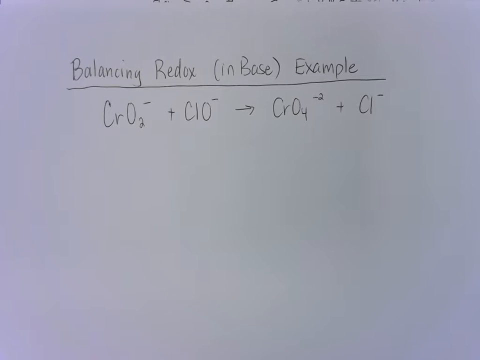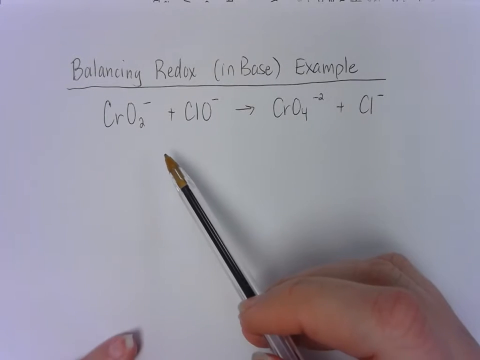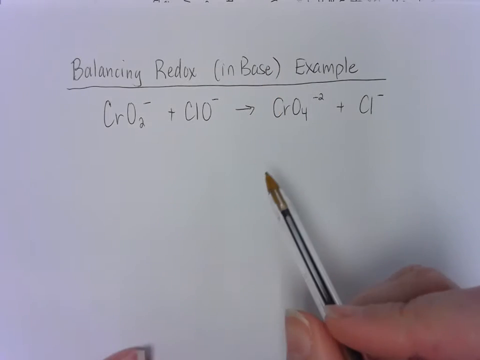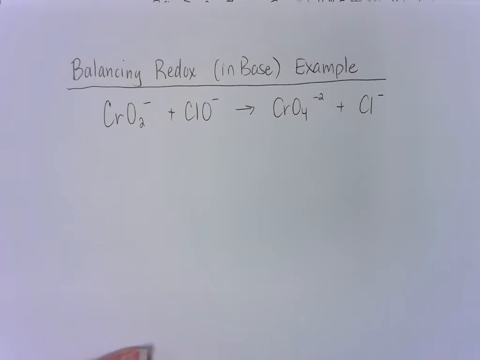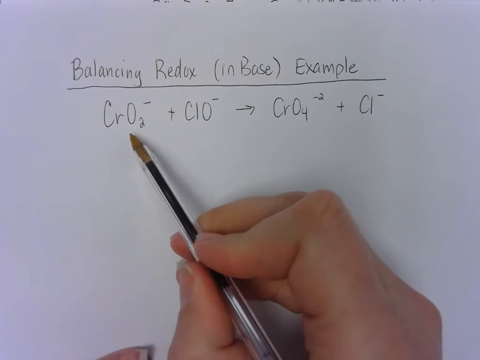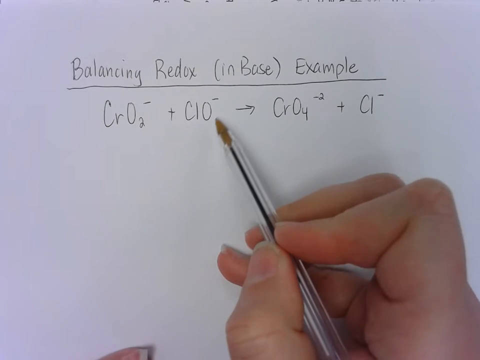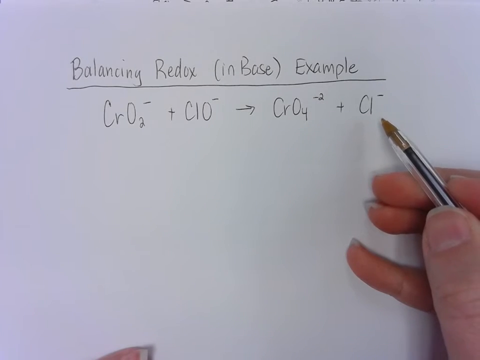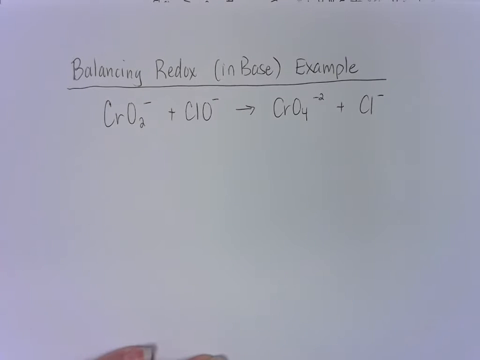All right, in this example, I'm going to balance another redox reaction, but this time I'm going to use base as my medium, so it has a little bit different process. The example I have is CrO2 minus plus ClO minus makes CrO4 minus 2 and the chlorine ion Cl minus. First step I'm going to do is figure out the charges on my ions to figure out what's being oxidized and what's being reduced.